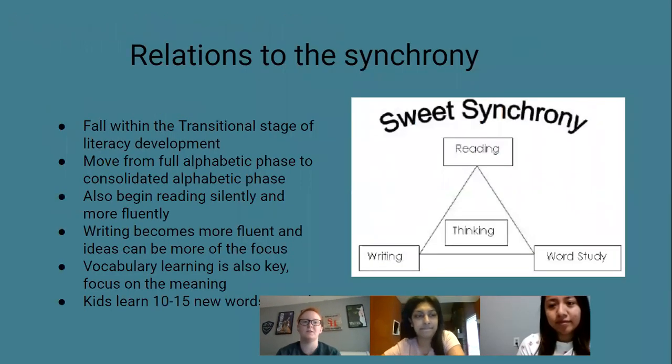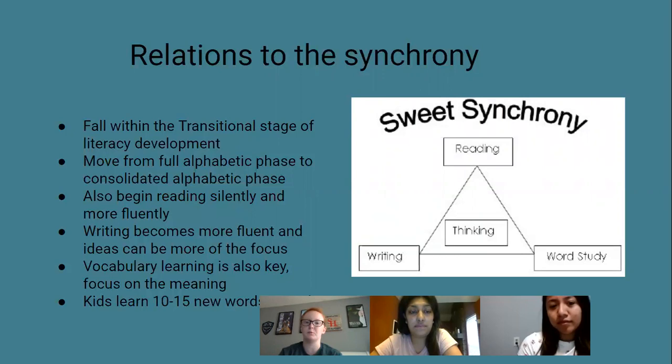All right, and so then its relation to the synchrony of literacy. The students in the within word pattern usually fall within the transitional stage of literacy development. They move from the full alphabetic phase to the consolidated alphabetic phase, where instead of single syllable words, they're moving on to two or three syllable words. And they also begin reading silently and more fluently.